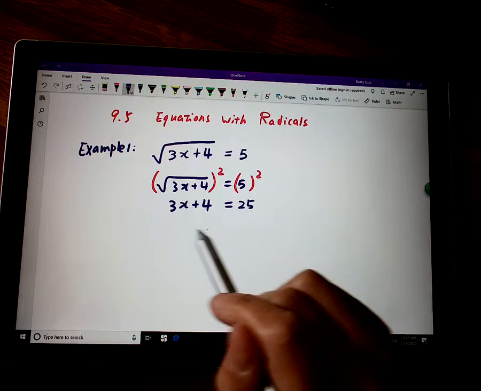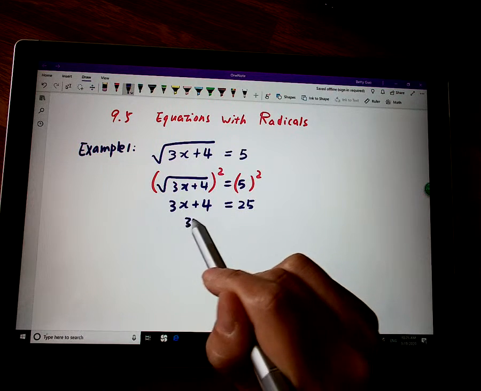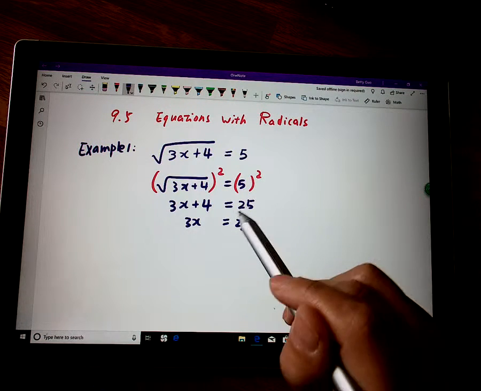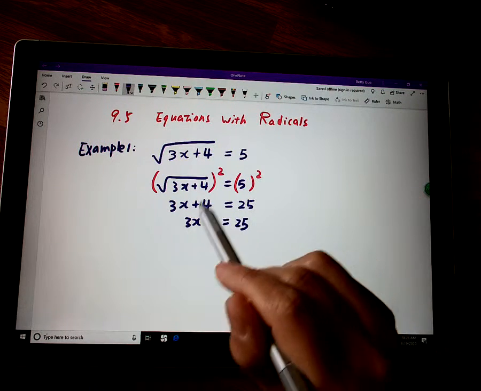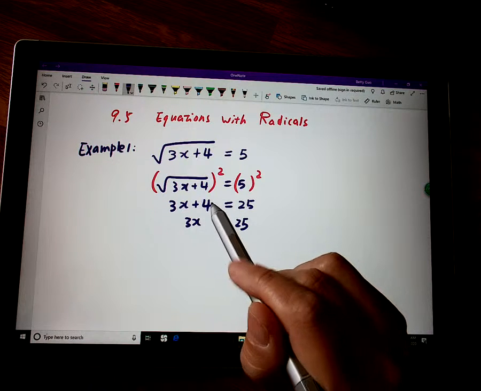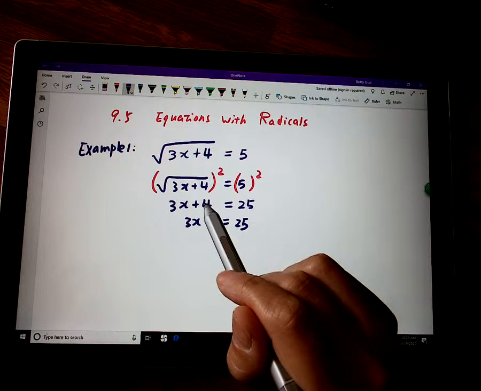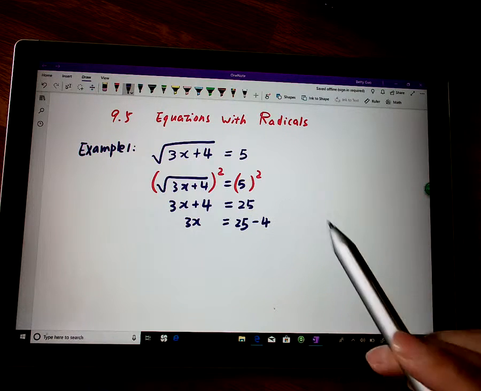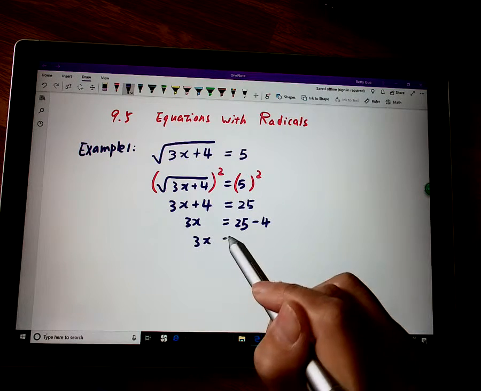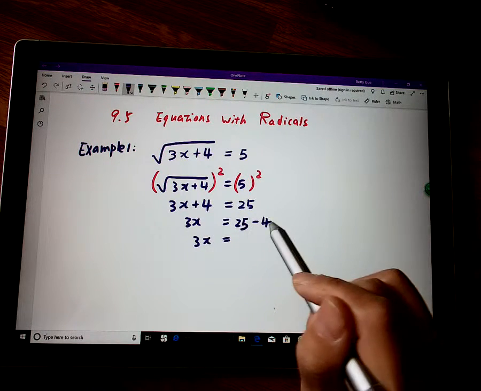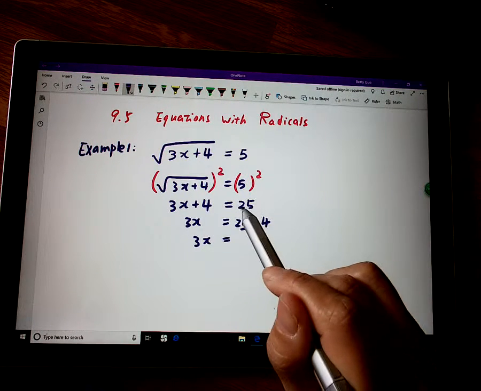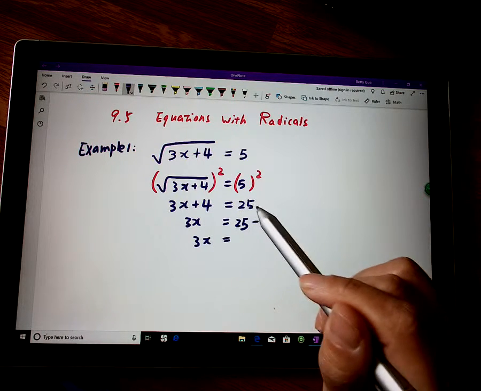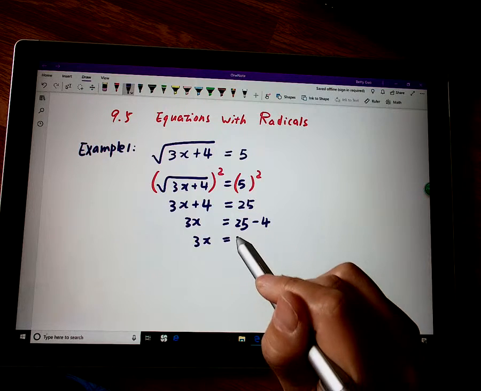Let's solve this linear equation for x. I'm going to apply my transposition of terms. I always try to sell my technique. This technique is very useful and convenient. So we're going to move 4 over. Positive 4 becomes negative 4. We move it over because we want to combine them. We cannot combine two like terms if they are on different sides of the equation. 25 minus 4, 21.